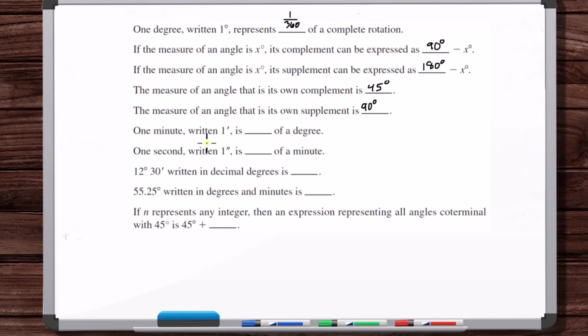1 minute, written like this, 1 minute is how much of a degree? Okay, they call it a minute because you think of a degree like an hour, and so a minute is a 60th of a degree. A minute is a 60th of an hour. Since you're thinking about a degree as like an hour, then a minute is 1/60th of a degree. And in the same way, a second is how much of a minute? It's a 60th of a minute.